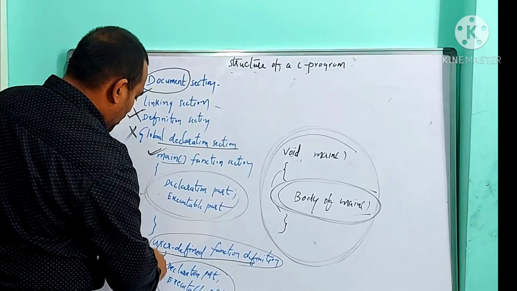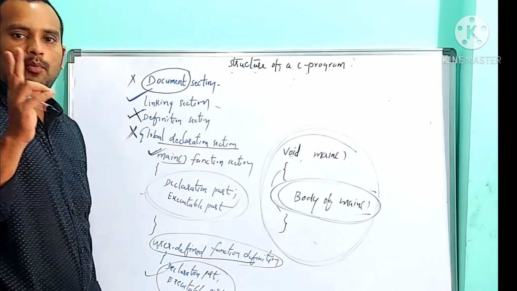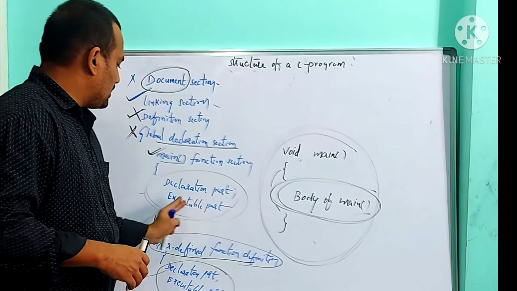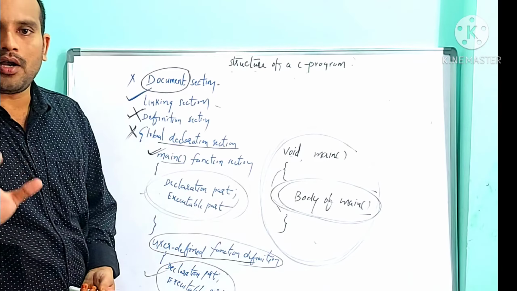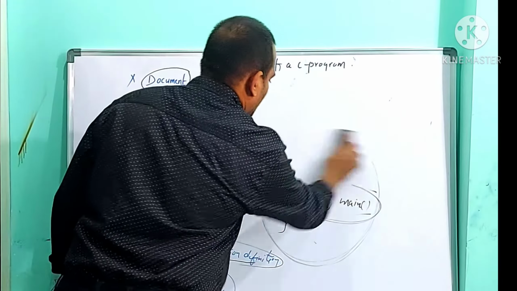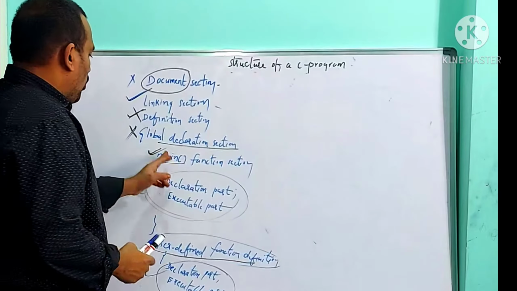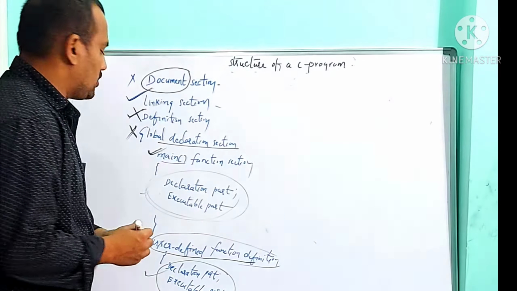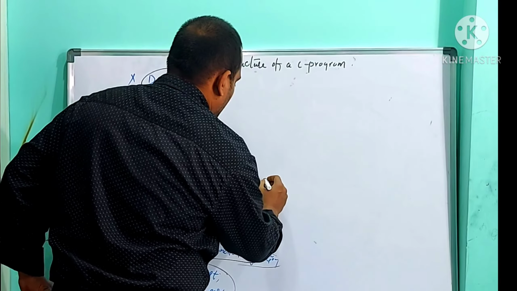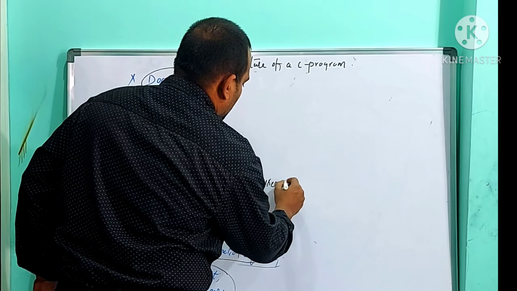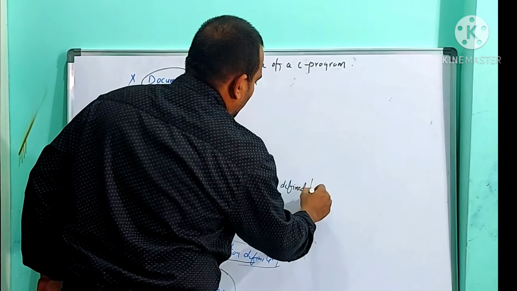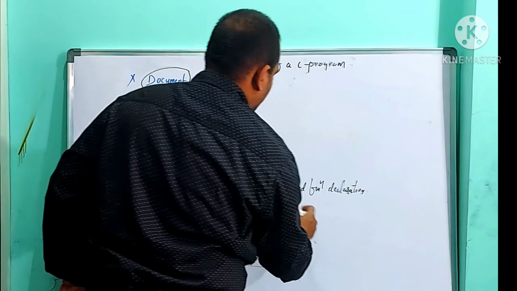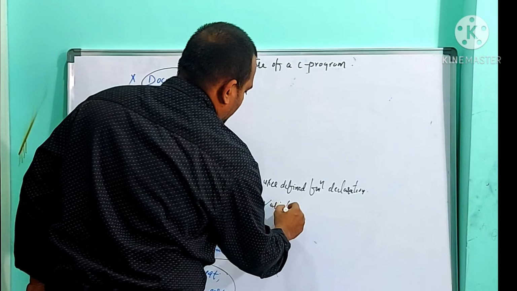So the body of any function contains two parts. One is declaration part. Second one is executable part. So the body of main function contains two parts. One is declaration part. Second one is executable part. Declaration part can be classified into two types: user defined function declaration, and variable declaration.